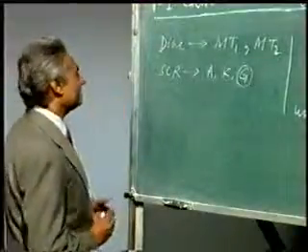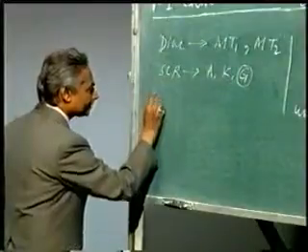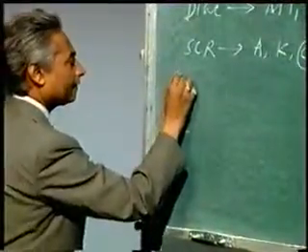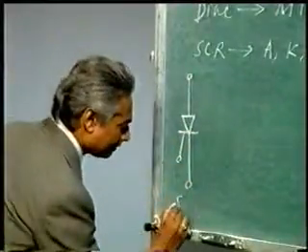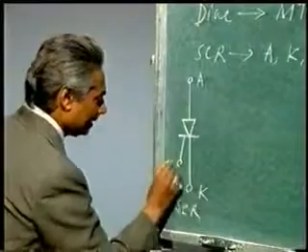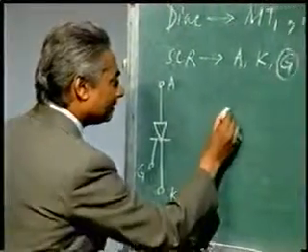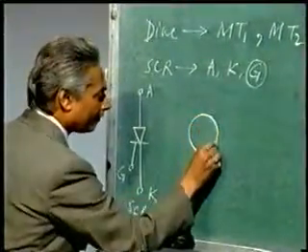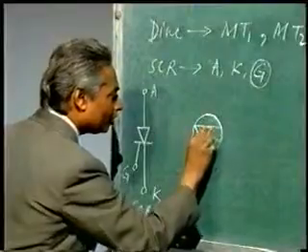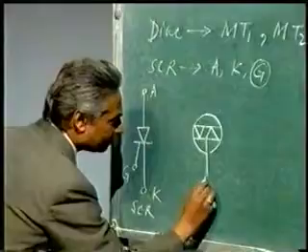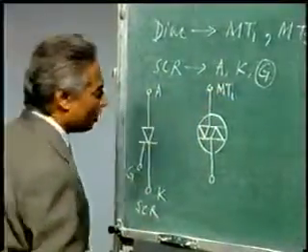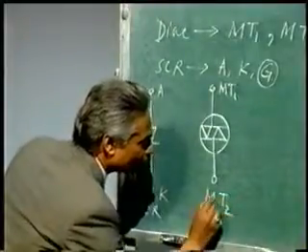Now, the symbolic representation of an SCR, if you see, is like this. This terminal is anode, this terminal is cathode, and this is gate. Whereas the DIAC is like this. You have a two-directional device, and the terminals are like this. This is MT1, which is main terminal 1, and this is MT2, which is main terminal 2.